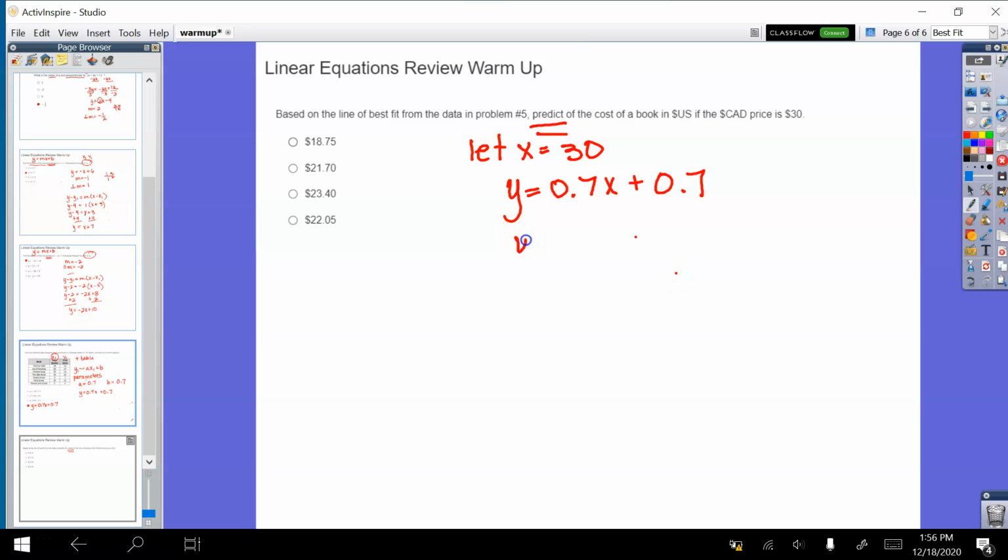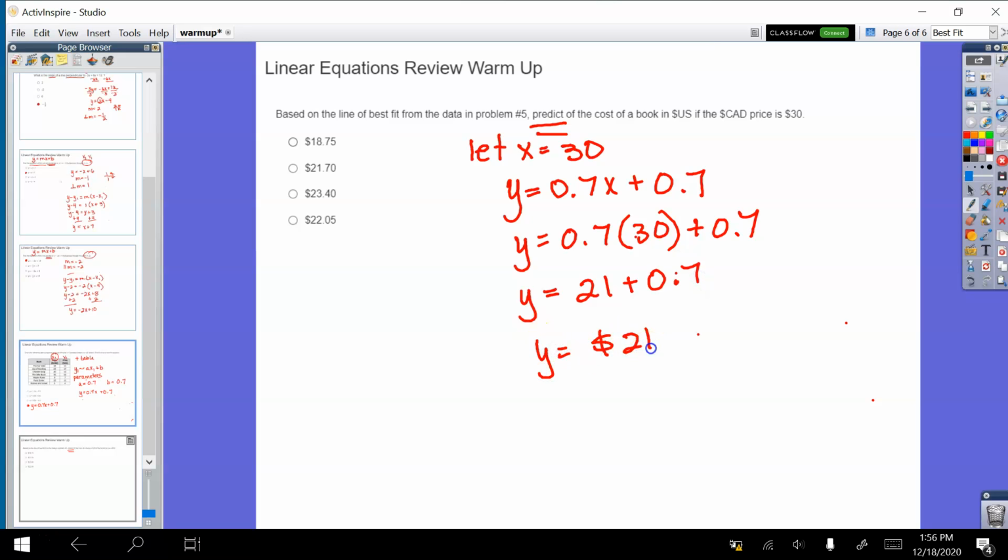Now, to get our output, we simply put in the 30 where the x is, and then we do order of operations. When we solve that, this is y is equal to 0.7 times 30, which is 21, plus 0.7. And we end up with y is equal to $21.70. Okay, so there is the review of your warm-up.